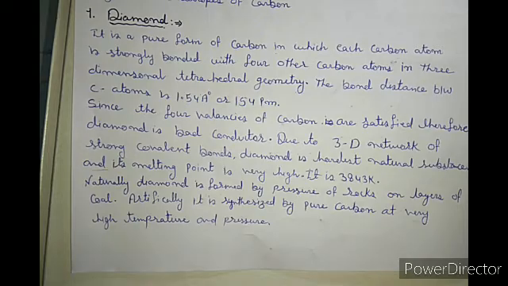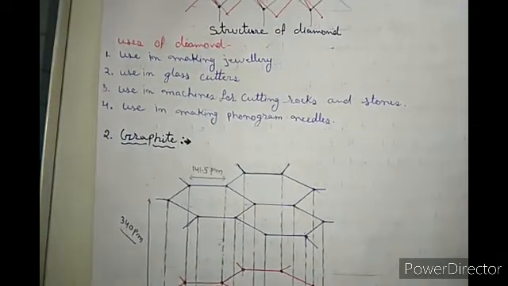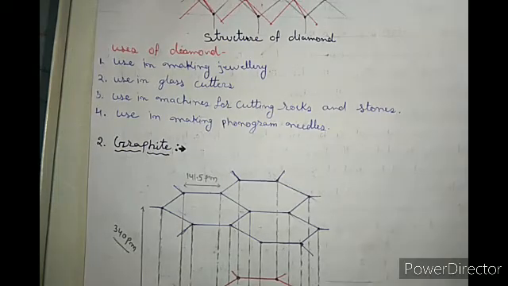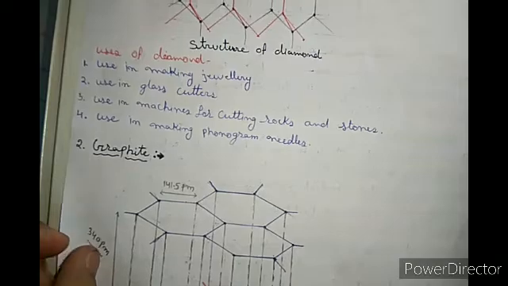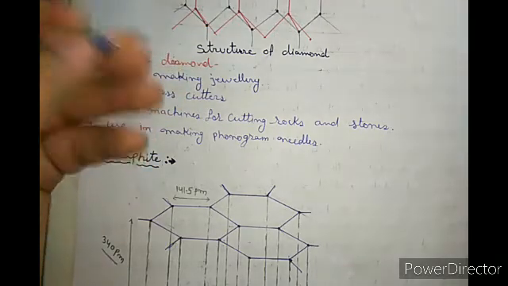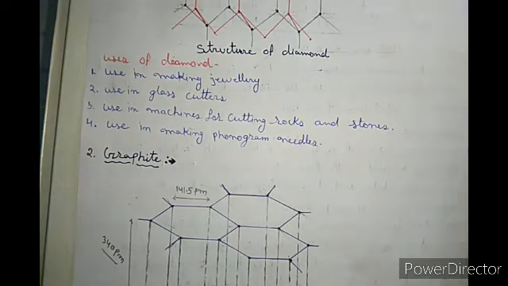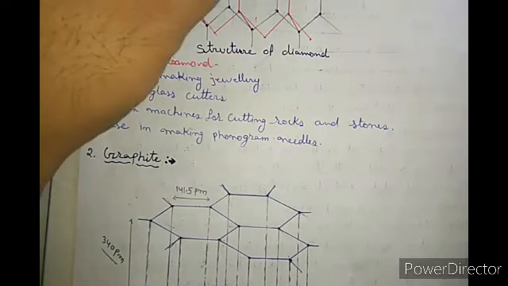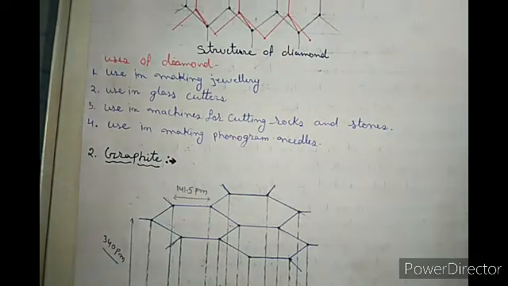Got it? Now, after discussing the diamond, we have to also discuss the uses of diamond. First, it is used in making jewelry, the ornaments. Second, used in glass cutters. The glass cutter is a metal pencil-like structure used to cut glass, and at the end of it a rough diamond is placed.